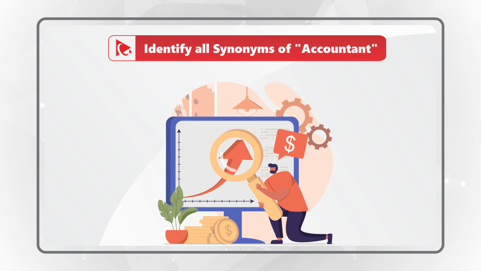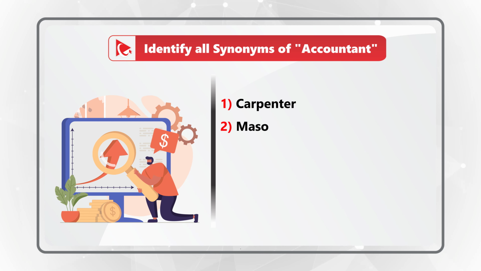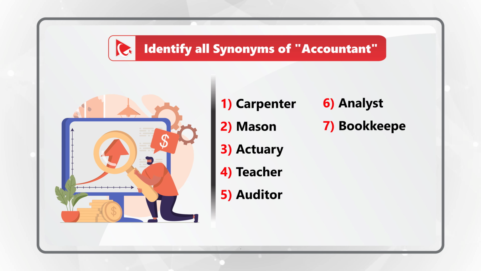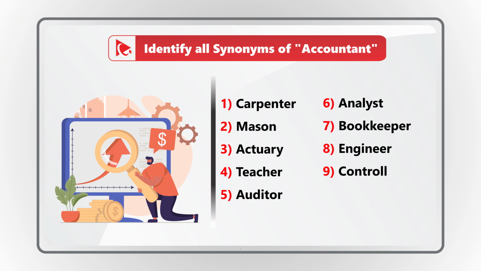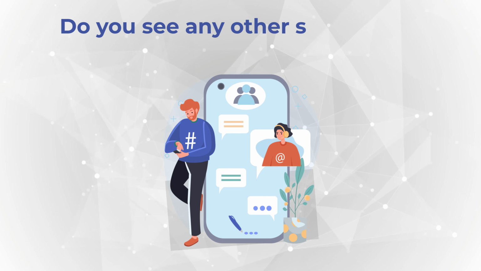You're presented with 10 words, and you need to identify all synonyms to the word accountant. 10 words are carpenter, mason, actuary, teacher, auditor, analyst, bookkeeper, engineer, controller, and treasurer. Question is so cool because there could be between 1 and 10 answers. Give yourself a little bit of time, and when you're ready, please make sure to post your answer in comments. This will allow me to give you feedback.